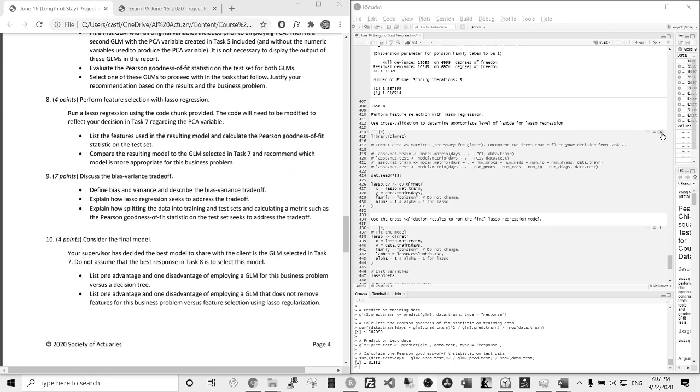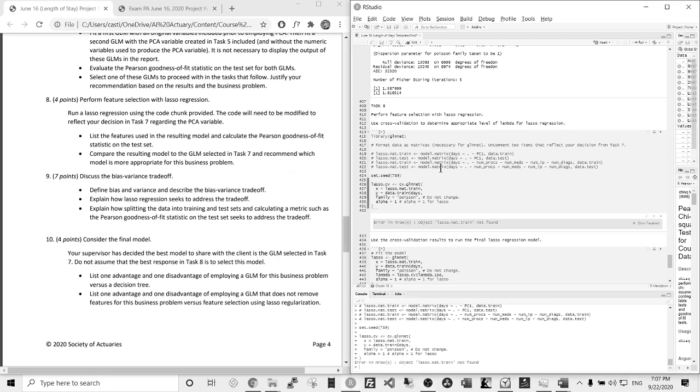problem. So let's just run the code. Lasso matrix train not found. So the comment here says, format data as matrices necessary for GLMNet. Uncomment 2 items that reflect your decision from Task 7. So here's lasso matrix train, and this is model matrix, and it's saying that days is the response variable, and it's using all other variables in the data except for PC1. This other one is removing the original variables, right? So I want the matrix that removes the principal component because that's less interpretable and has worse performance.